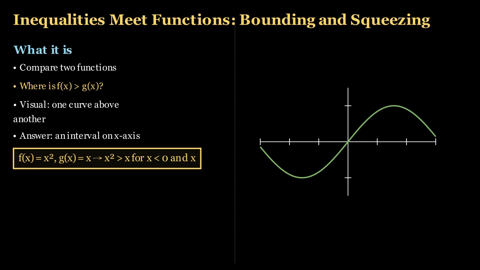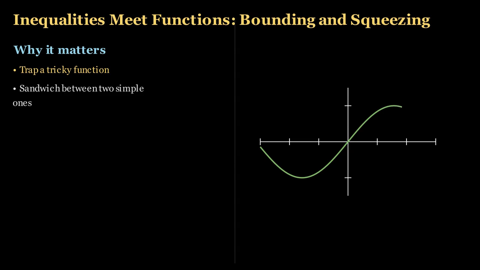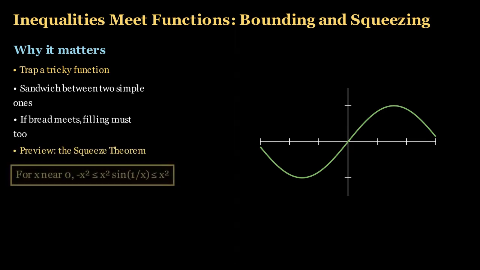Why bother comparing functions? Because it lets us trap a complicated, wiggly function between two simple, friendly ones. Think of a sandwich. The tricky function is the filling. We put a simple function above it, like the top slice of bread, and another simple function below it, the bottom slice. If we can prove the filling is always between the bread, and then we watch the two bread slices come together and meet at a single point, the filling has nowhere to go, it gets squeezed to that same point. This is the core idea of the squeeze theorem, a powerful tool you'll use in calculus to find limits of functions that seem impossible to grab directly.